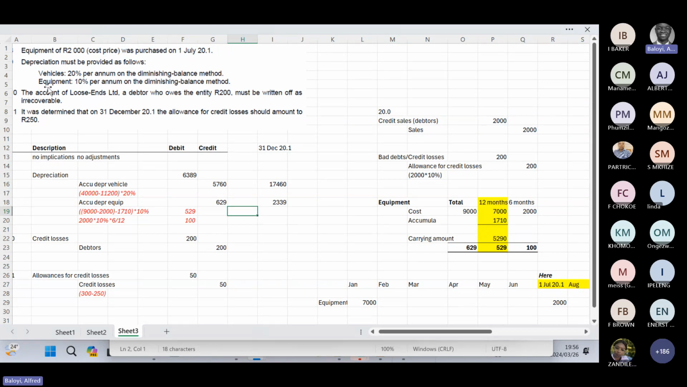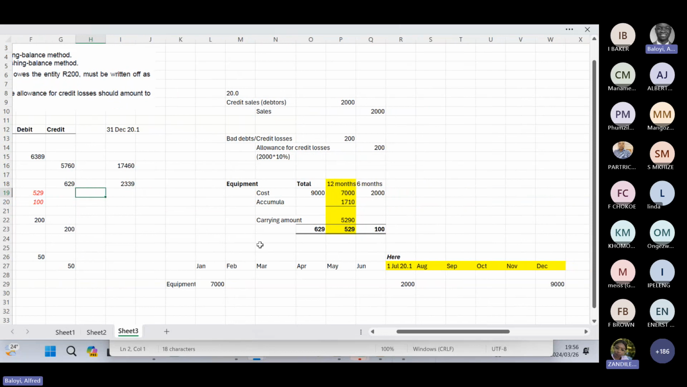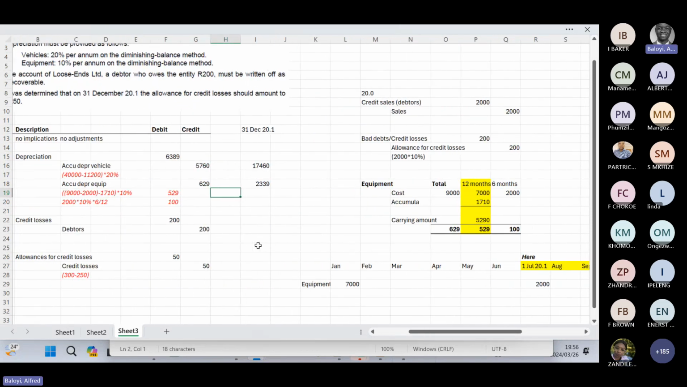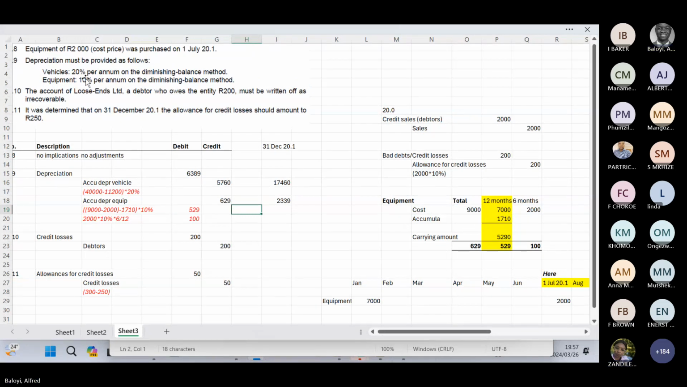If you look here, the equipment was purchased in July, right? And what is that 12 based on? What you're doing, remember the percentage, right? The percentage is for the year. It says 10% per annum. Yeah, 10% per 12 months. So that's why for each month, it will be 10 divided by 12. So this percent is for the whole year. So that's why we're saying 2,000 times 10%.